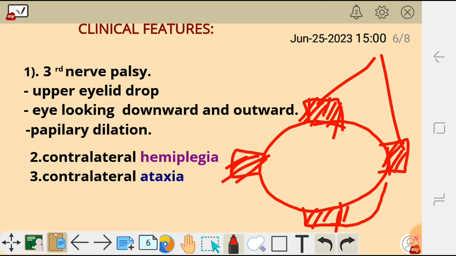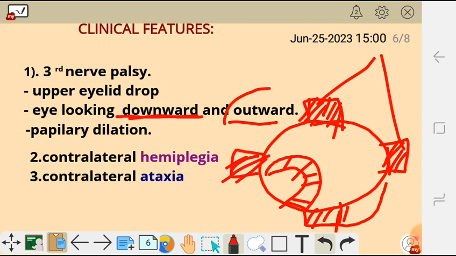Okay, so with a lesion in the oculomotor nerve, we are going to find that these muscles won't be working. So our eye is going to be projected downward and outward. Why? Because this one is working. So we are going to have our eye being put this side, which is downward and outward.